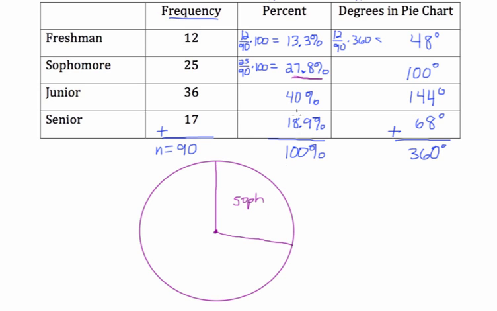And then 40%, that's a little less than half. So then half would go to here. So a little less than half. That's my juniors. Then 18.9%, that's about 20%, a little less than a quarter. A quarter would be about right there, so a little less. Again, I'm kind of just freehanding these.